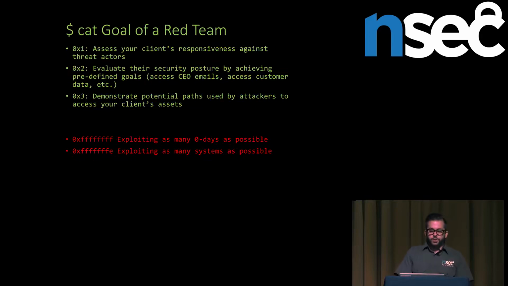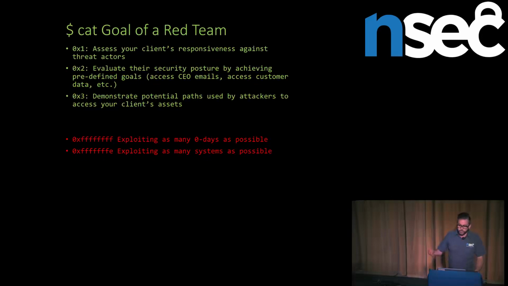Evaluating their security posture, we're usually going to define goals with the client. So accessing the CEO's email, for example, getting domain admin access, or targeting a specific application that contains the real good assets, like customer information and stuff like that, right? And also trying to demonstrate the kind of path that an attacker can actually use to get access to this information, because most of the time we're going to define domain admin as a goal, but we don't necessarily need domain admin to actually get access to really valuable assets, right?